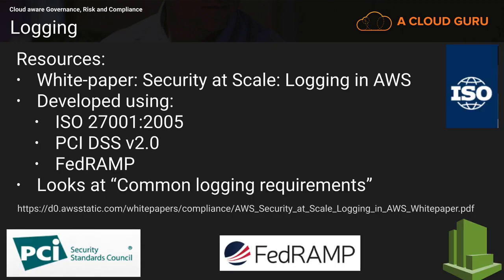What resources should you read? Well, definitely check out this white paper called Security at Scale: Logging in AWS. The link is just down the bottom. It was developed using ISO 27001, PCI DSS 2.0. It's actually at 3.1 now, but the white paper itself was updated just recently last year, so it's probably at the 3.1 standard now, as well as FedRAMP. Basically, it looks at common logging requirements across these three different compliance standards.